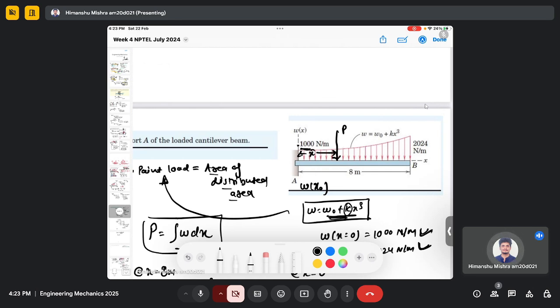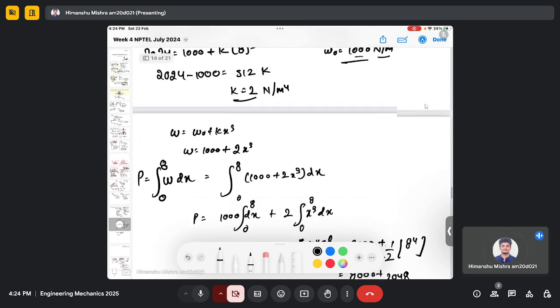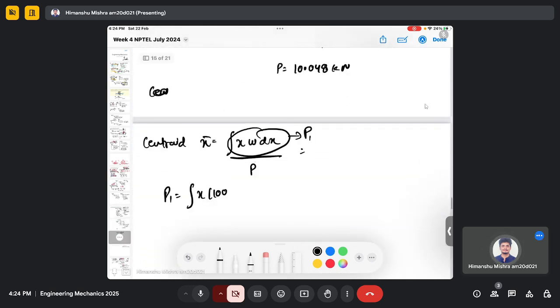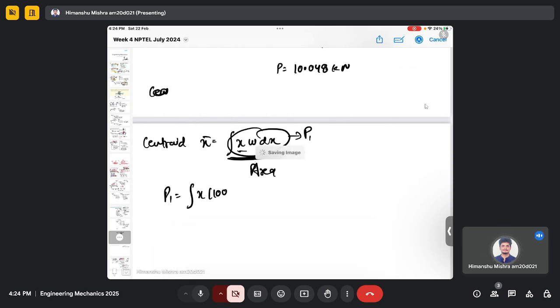So this equivalent point load should act on the centroid of this kind of curve. For a general arbitrary shape of a body, this is the expression of centroid. You can find the centroid of any arbitrary shape by this integral of x W dx divided by the area. So this we actually did last time. Let me go there.